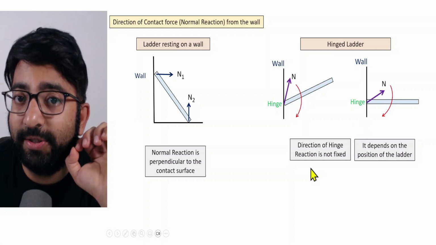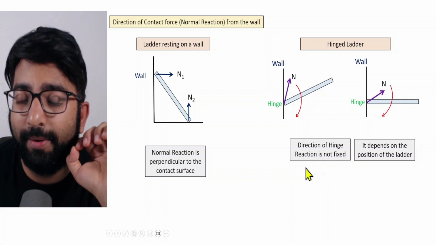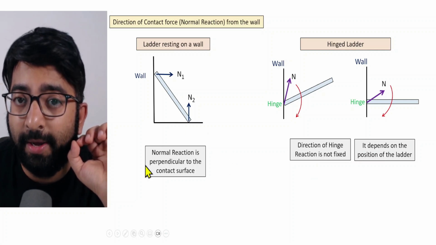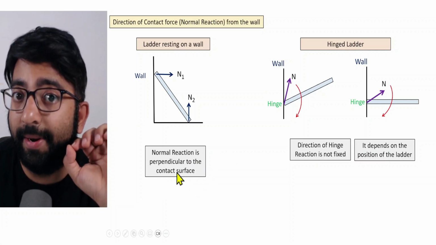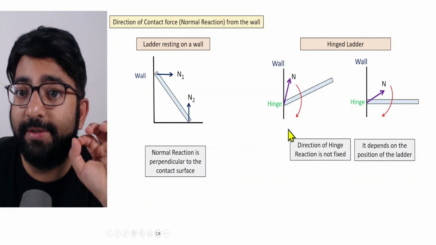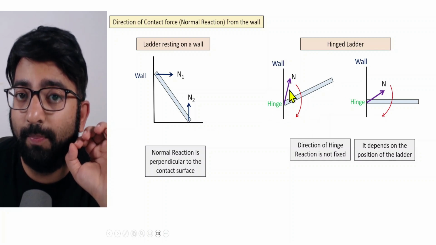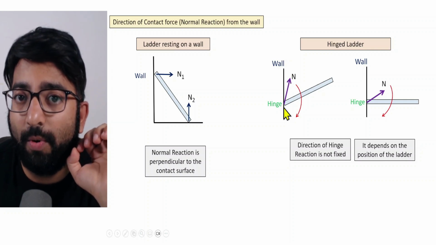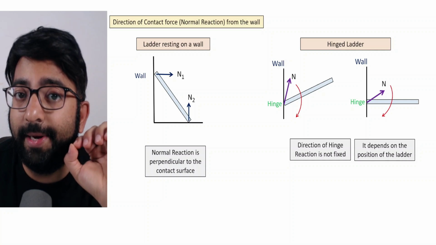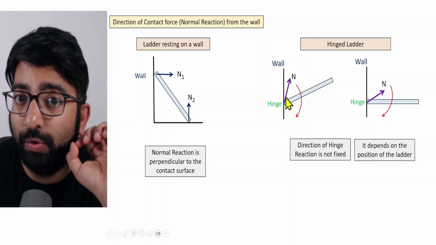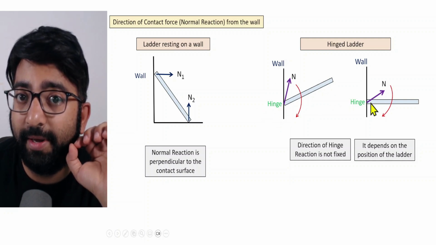Now, the actual direction of normal reaction is not important to label. And that is why I said direction of hinge reaction is not fixed, unlike the previous case where the direction of normal reaction is always perpendicular to the contact surface. The original case was the ladder just resting on the surface. Case 2 is the ladder being hinged at a point on the wall. Now, finding the exact direction of normal reaction is not very important for questions. But in questions, all we need to remember is the hinge reaction always acts on the ladder, but it needs to pass through the hinge point. So in both the situations, we can see that the hinge force N is acting through the hinge point.